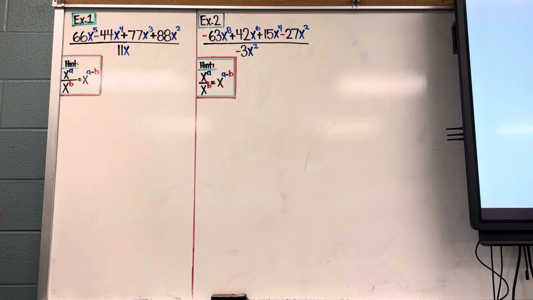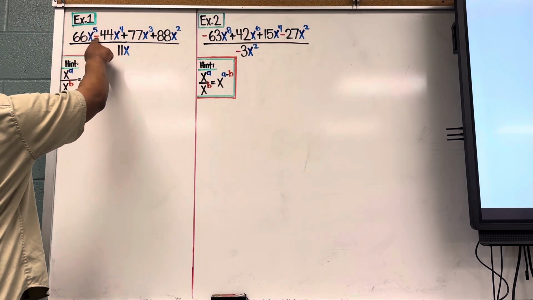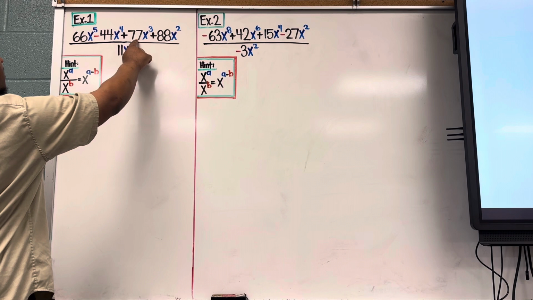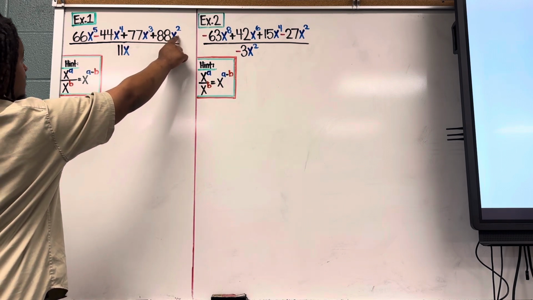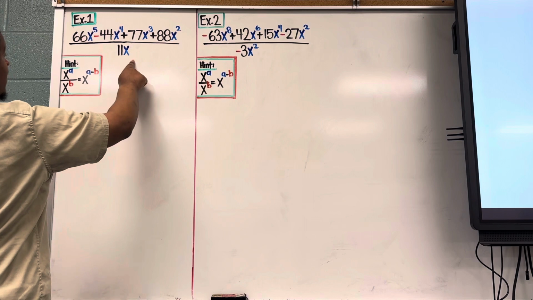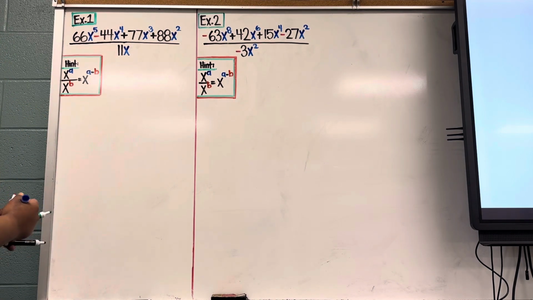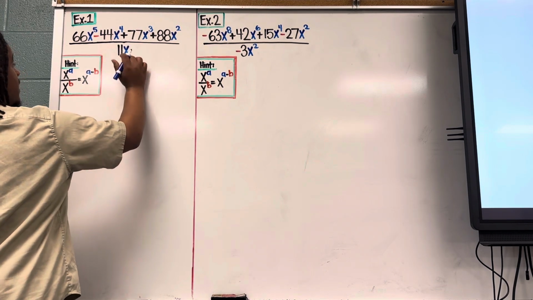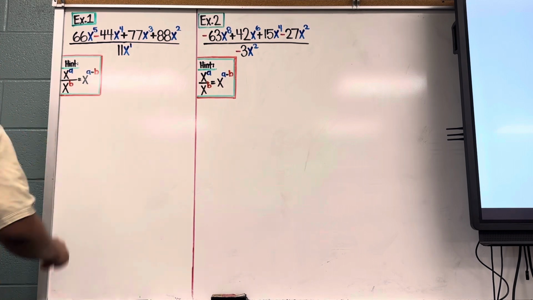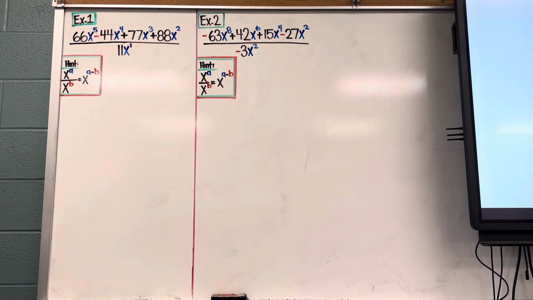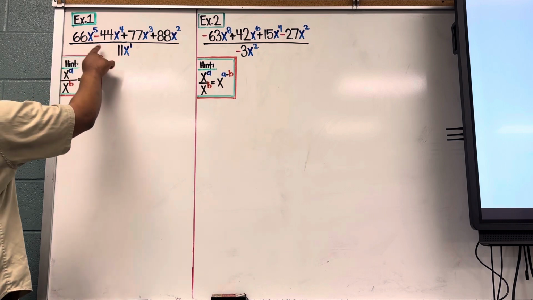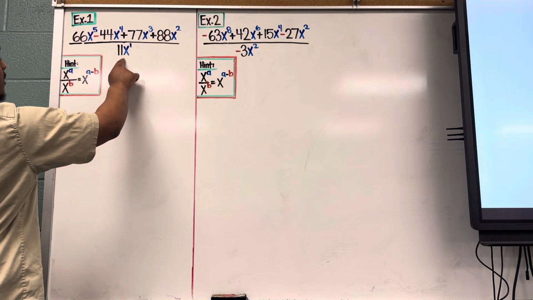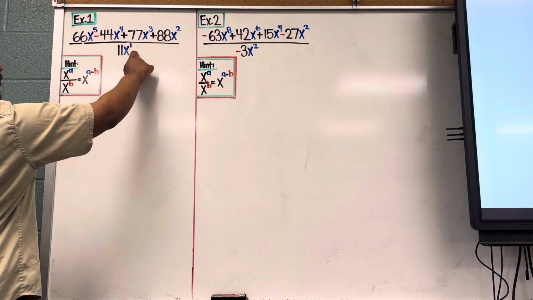So let's go ahead and start off with the first example. I have 66x to the fifth power minus 44x to the fourth power, plus 77x to the third power, plus 88x to the second power, all divided by 11x, all right? And remember, guys, whenever you just see an x, and you don't see any power, that's automatically to the first power. So this x is actually to the first power. So I'm just gonna put that there so we know, okay? So as we divide, we're gonna divide the coefficients, which are the numbers attached to or in front of the x's, and we're gonna subtract the exponents as we divide, okay?